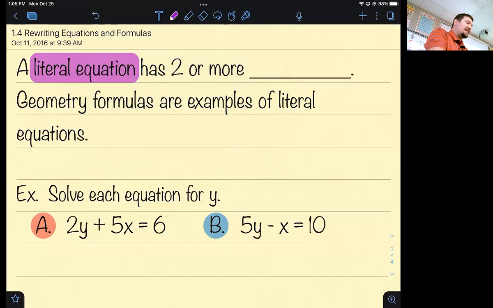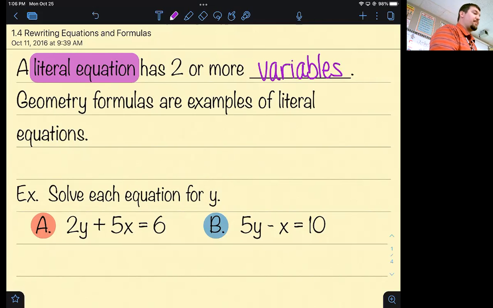So today's lesson, section 1.4, rewriting equations and formulas. Our only vocab word from this section is a literal equation. A literal equation has two or more variables. Remember, we use letters to represent those variables. And so geometry formulas are examples of literal equations.